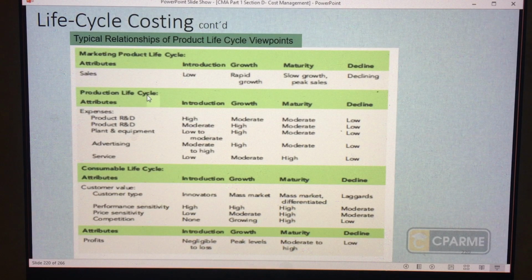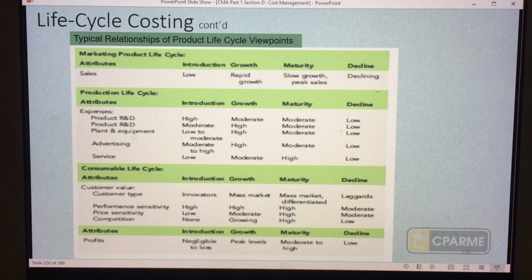In the production life cycle, their expenses like your R&D, your PPE, your advertising and service. Now, when we look at it from a marketing point of view, yung introduction, growth, and maturity, you can see that at the beginning, meron siyang high at introduction, and also be moderate at during growth. The instances that, however, that sa introduction, it's moderate. Kasi depende siya doon sa klase ng item. Could also be high during the growth. At sa maturity, ay moderate siya. Sa decline, of course, is going to be low.